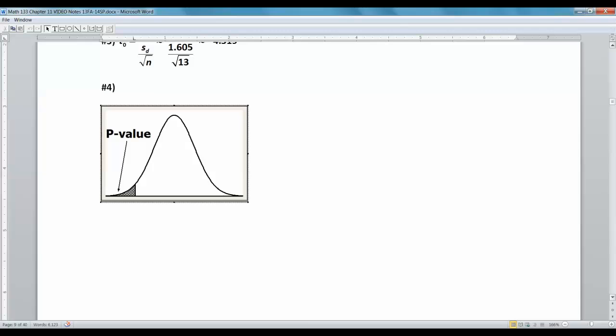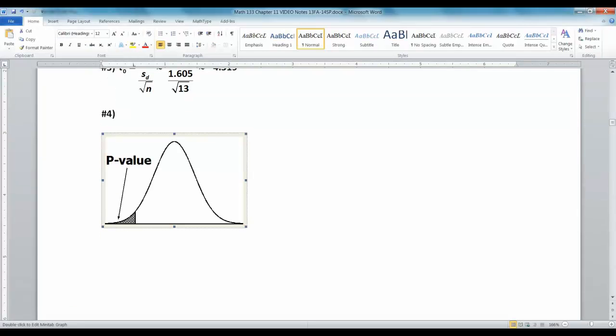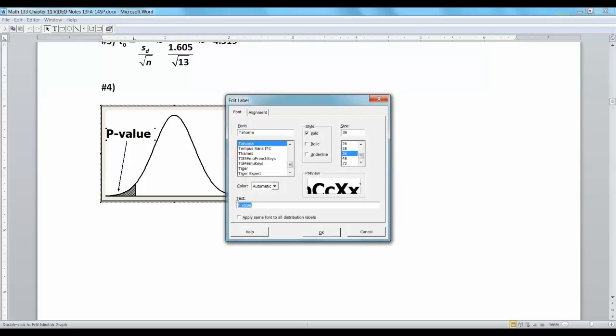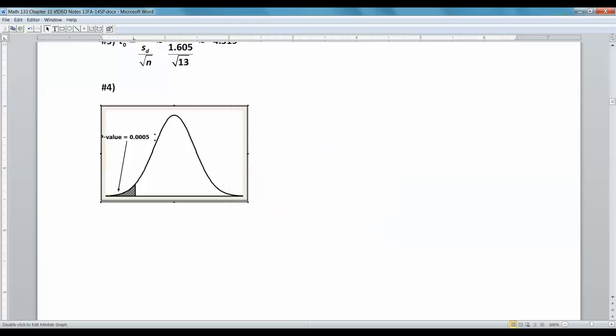Okay, so the p-value is... I gotta click in there. There it is. So it's p-value equals 0.0005 because 4986 would round up that much. I'm going to shrink this down in size just a little bit. And there we go. There's our p-value.